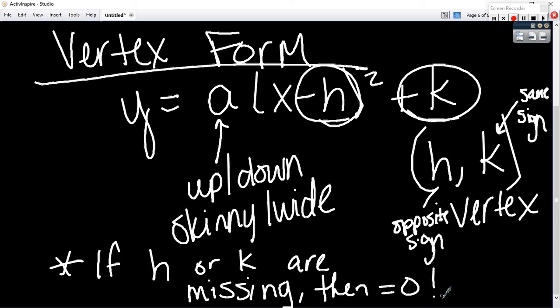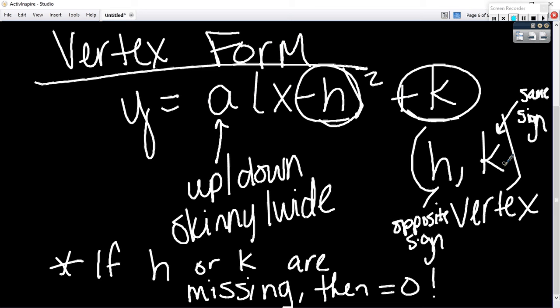Nice connection, guys. Wait, so it all depends on the H, whether or not the H is positive or negative? It's like whenever they switch? Well, the H takes on the opposite sign, but the K keeps the same sign. Always. So K is whatever it is, and it sits on the end outside the parentheses.